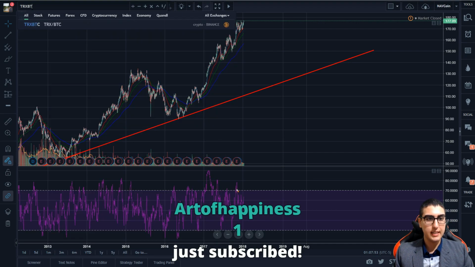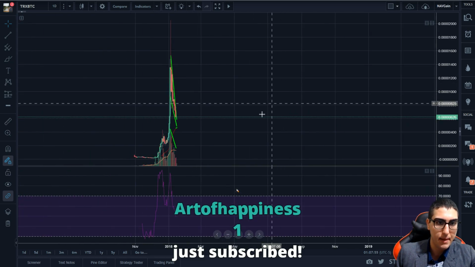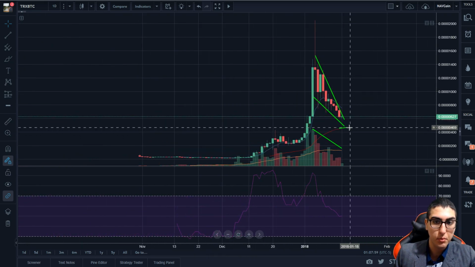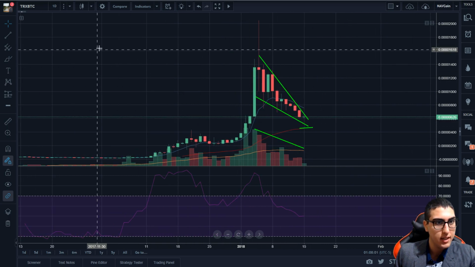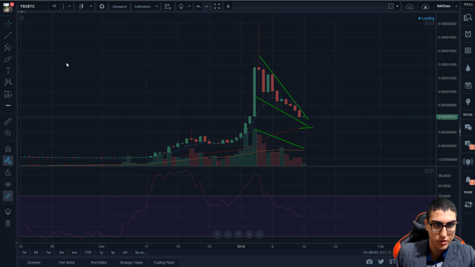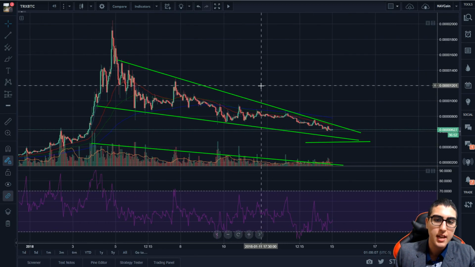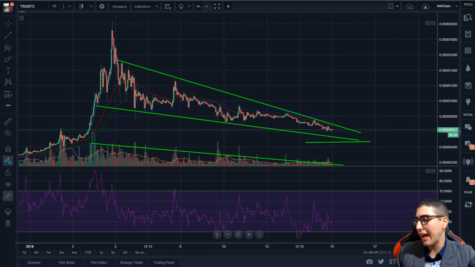So with TRX, I'm looking to see, can we get back to this 50-day? If we can get back to this 50-day, then I think I'd be a little bit more bullish on Tron. But at this point, all indicators are showing a downtrend, and not only that, the market is just not acting to its favor. So what do you guys think about that?